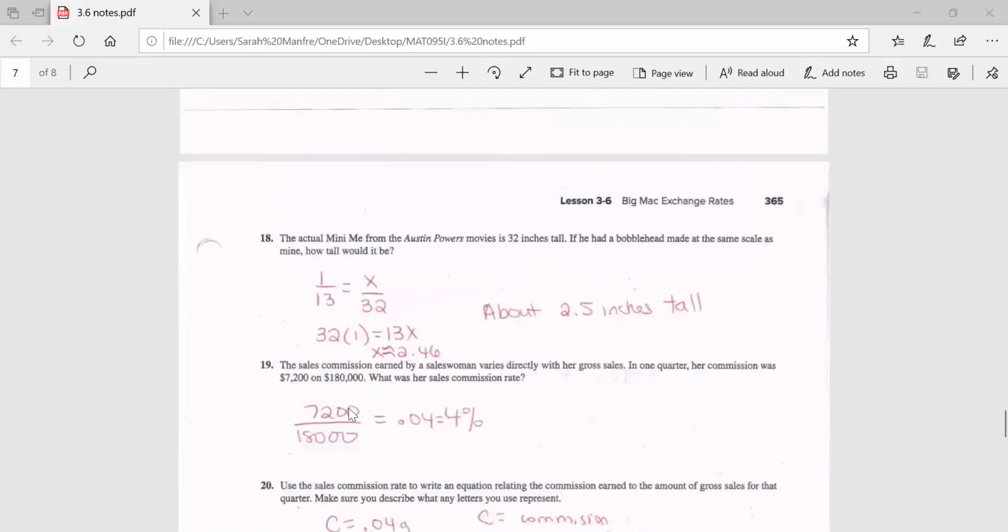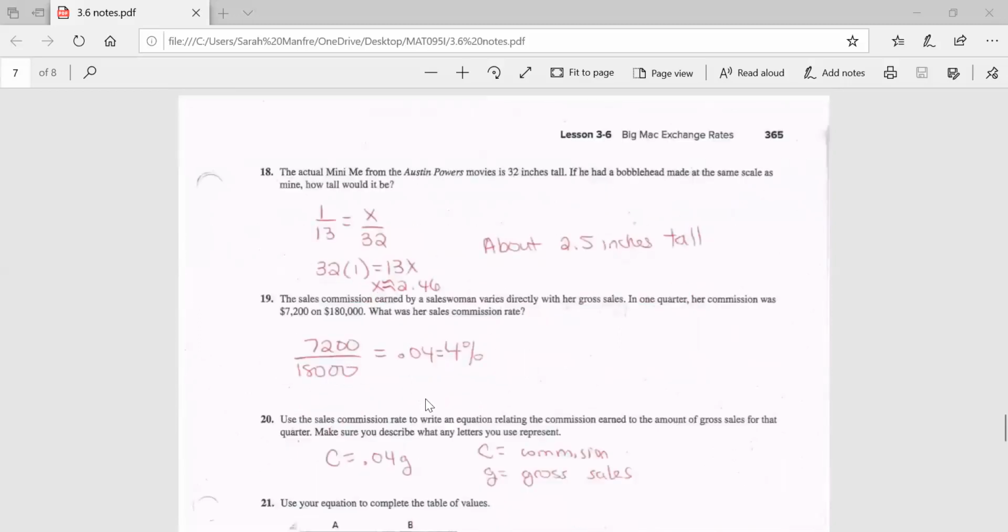All right, the sales commission earned by a saleswoman varies directly with her gross sales. Her commission was $7,200 on 18,000. Or they're missing a zero here. 72,000 divided by 180,000 gives you 0.04. I'm just going to make sure that I did that because it's missing a zero. 7,200 divided by, yep, is 0.04, which is 4%. So here's a commission rate of 4%.